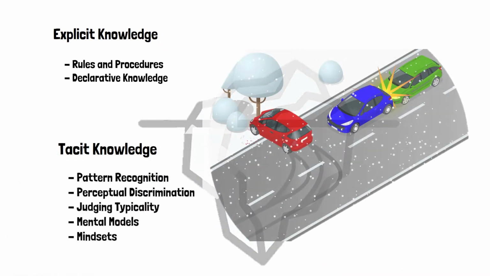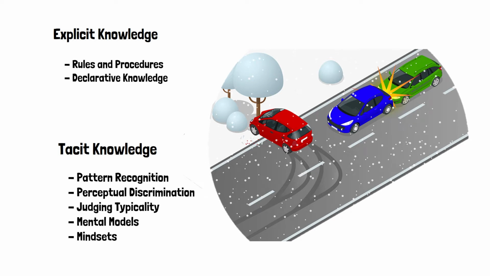This is knowledge below the surface that includes the ability to recognize certain traffic patterns, to discriminate speeds and the intentions of other drivers, to judge that a particular pothole or an object in the road is atypical, to develop mental models for different conditions like rain, ice, or driving at night, to develop a defensive mindset.